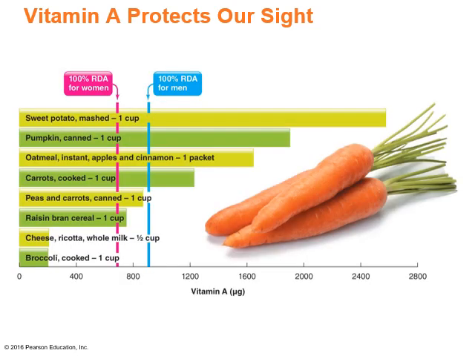Here you see another little more comprehensive list. Some sweet potatoes, obviously that's a great source. Pumpkins, so more of the orange vegetables here. Instant oatmeal, actually, look at this, with apples and cinnamon, so that's even got lots of sugar in it, but great source of vitamin A. Cooked carrots, peas and carrots, raisin bran, you even get some ricotta cheese, some broccoli, all very, very good sources for vitamin A.